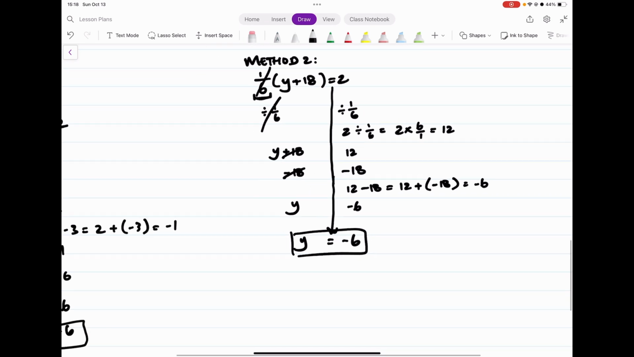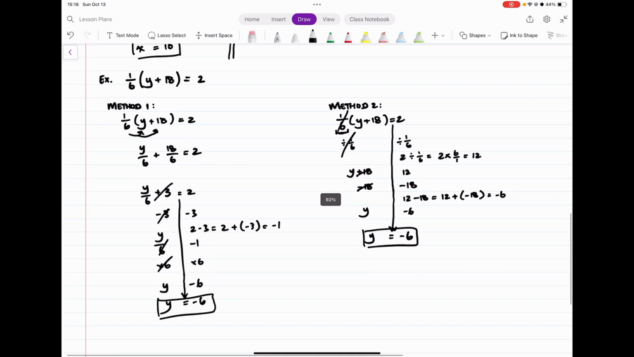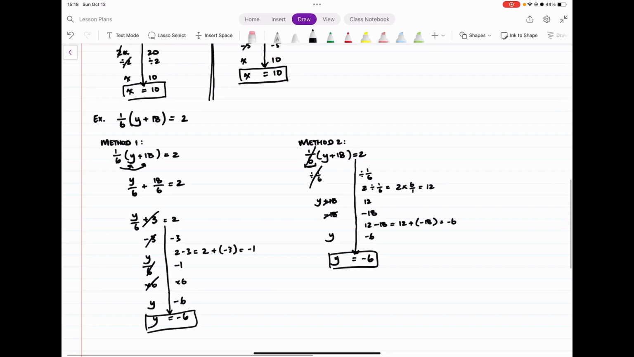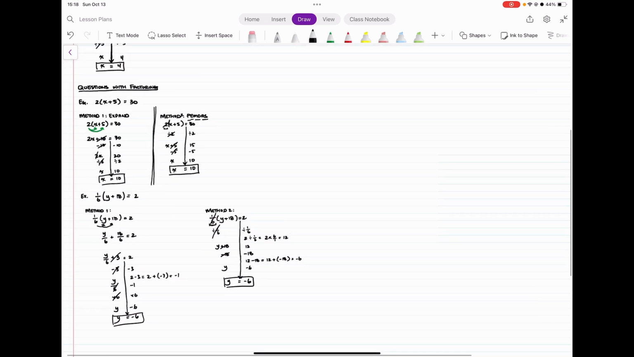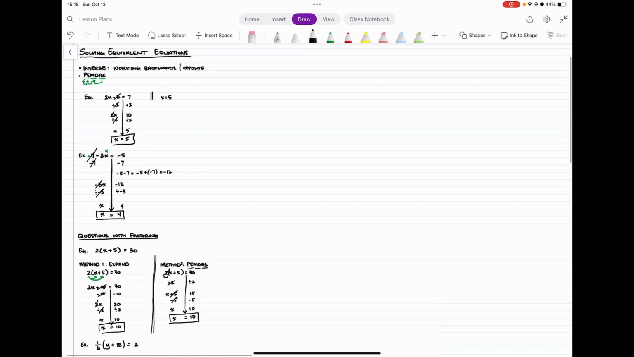All right, you could see that they're both the same answer there, and so I was able to get the answer with those two methods. So that's a little bit about this, solving equivalent equations. All right, that's it.